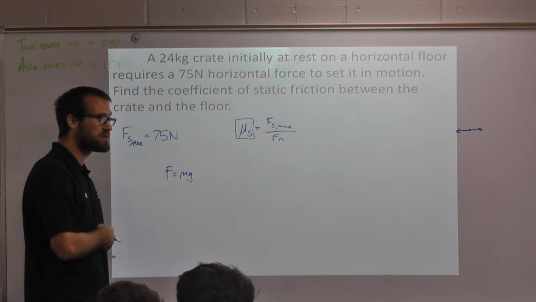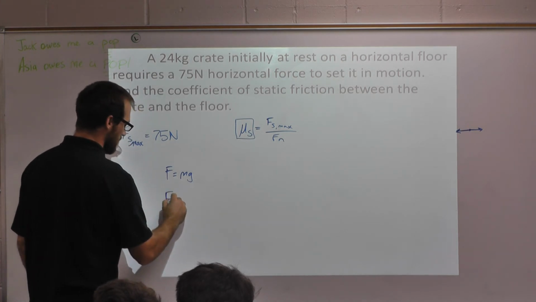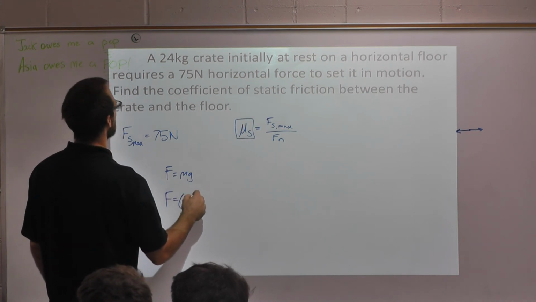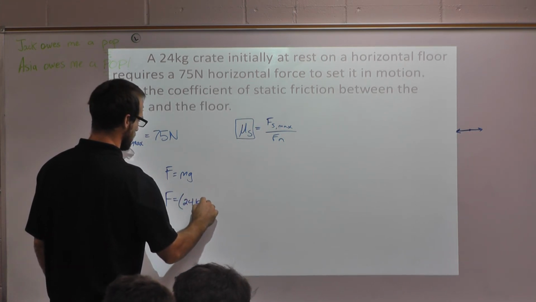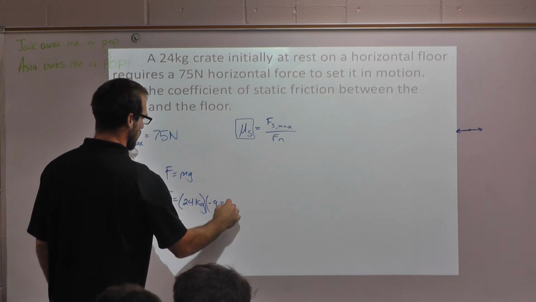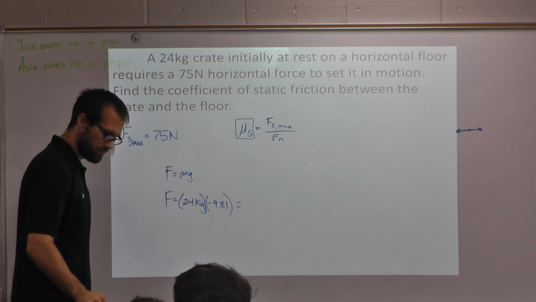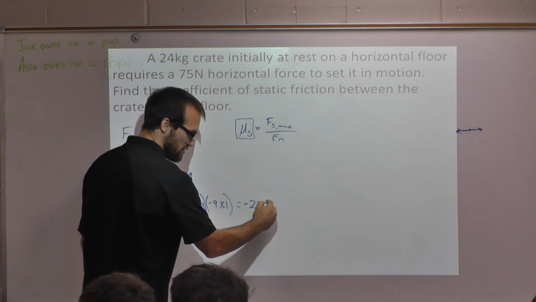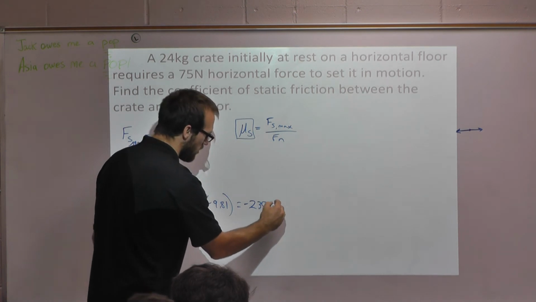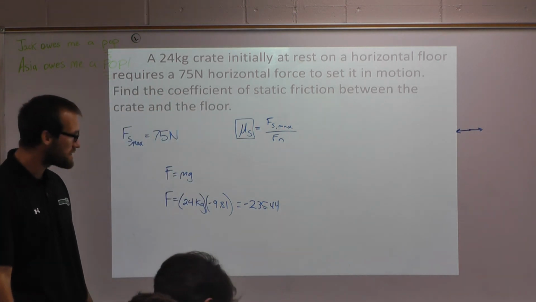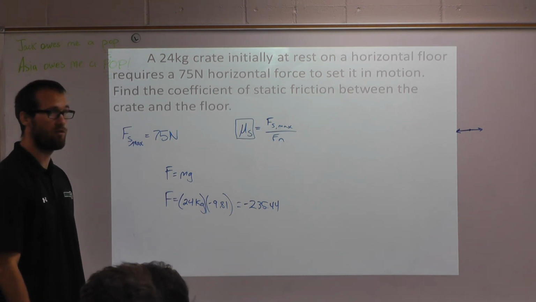So if we find the gravitational force, what do we find? The normal force. The gravitational force would be your mass, 24 kilograms, and your gravity would be negative 9.81. I'm just going to give it to you: negative 235.44. But the normal force would be the opposite of that, so it would be a positive 235.44, correct?